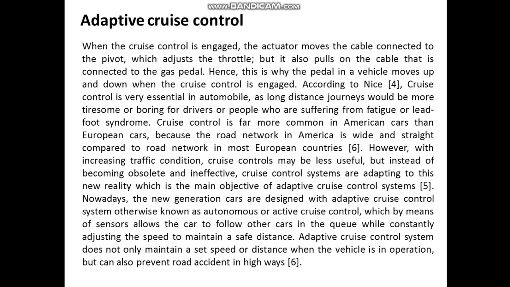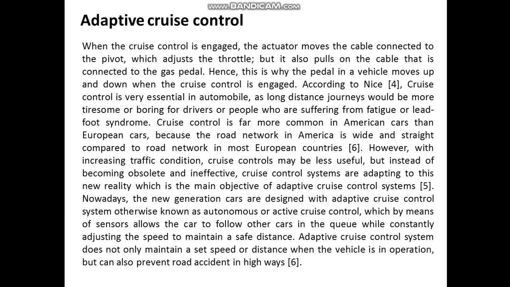However, with an increase in traffic conditions, cruise control may be less useful, but instead of becoming obsolete or ineffective, cruise control systems are adapting to this new reality, which is the main objective of adaptive cruise control systems. Nowadays, new generation cars are designed with an adaptive cruise control system, otherwise known as autonomous or active cruise control, which by means of sensors allows the car to follow other cars in the same lane while constantly adjusting the speed to maintain a safe distance.